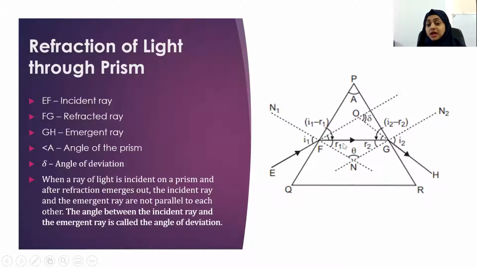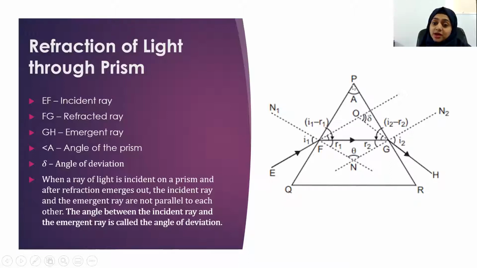Angle R1 is the angle of refraction because the ray bends towards the normal when it enters the denser medium. So the ray of light will travel from F to G when it enters the prism. And at G, it again gets refracted when it comes out of the prism. So here it is traveling from a denser medium to rarer medium.